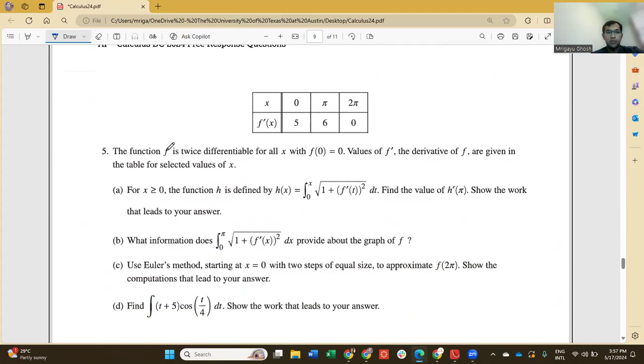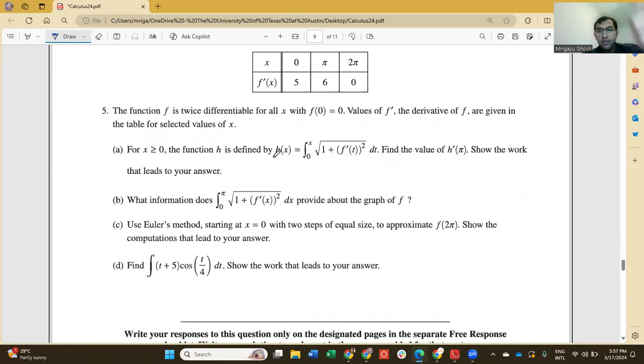All right, let's look at number 5. We have a function f, which is twice differentiable for all x with f of 0 equals 0. Values of f prime, the derivative of f, are given. For x bigger than 0, the function is defined by this integral. Find the value of h prime of pi. Well, again, fundamental theorem of calculus, h prime of x would just be whatever is inside this function. So 1 over the square root of 1 plus f prime of x squared.